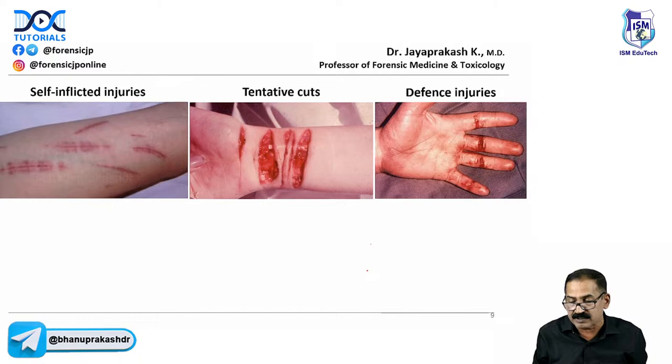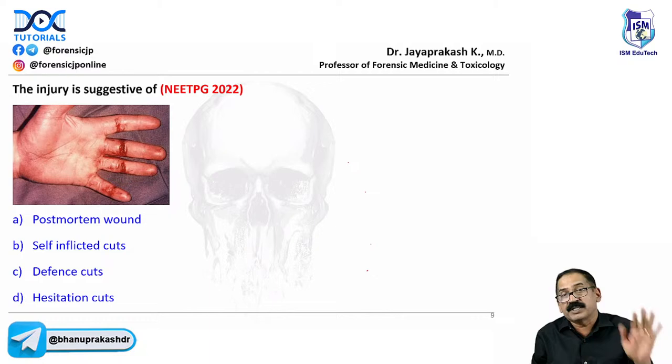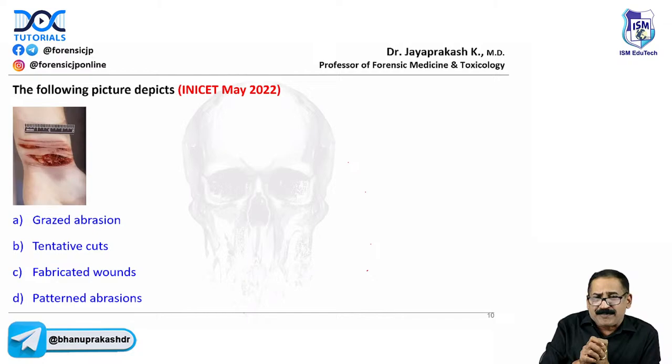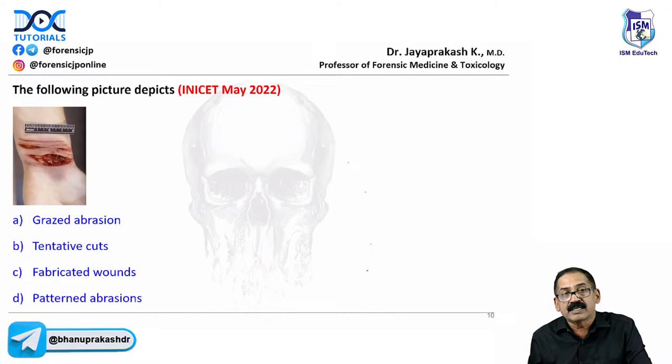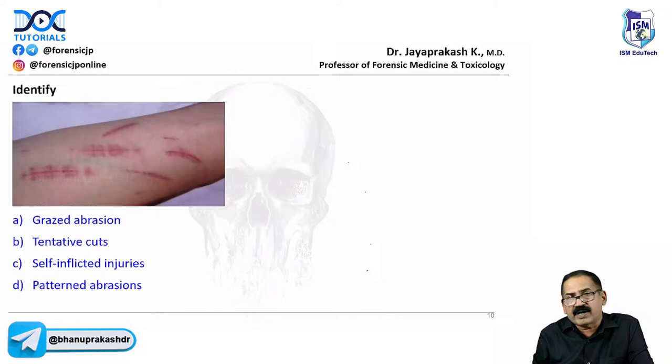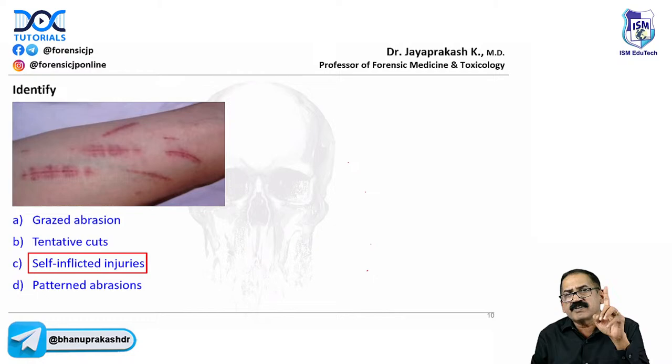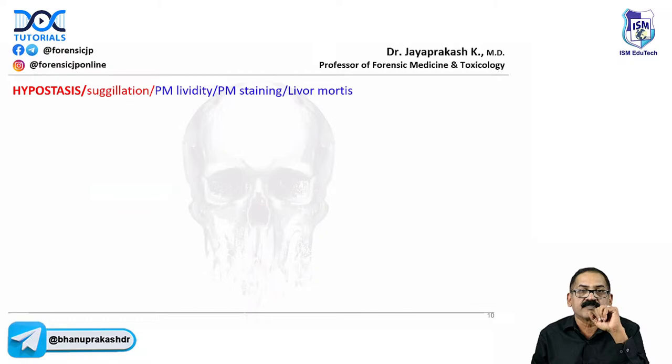This injury is suggestive of, asked in NEET PG 2022, very easy, defense cuts. The following picture depicts, the only thing you should know, tentative injury cuts are also known as hesitation cuts. Tentative cuts means hesitation cuts. Identify, it is not a tentative cut, it is not a defense cut, it is a self-inflicted injury. Of course, it is also self-inflicted. Okay. Fabricated injury.